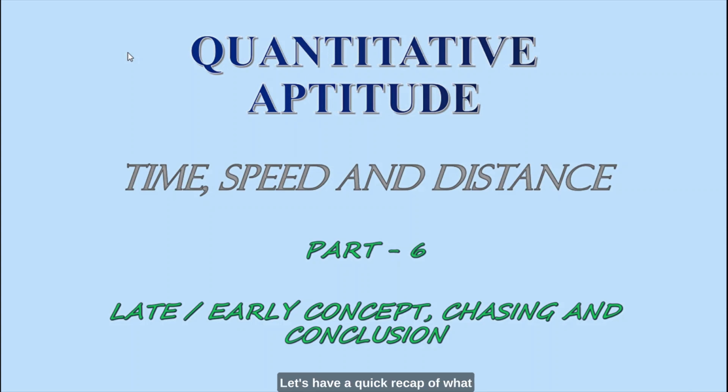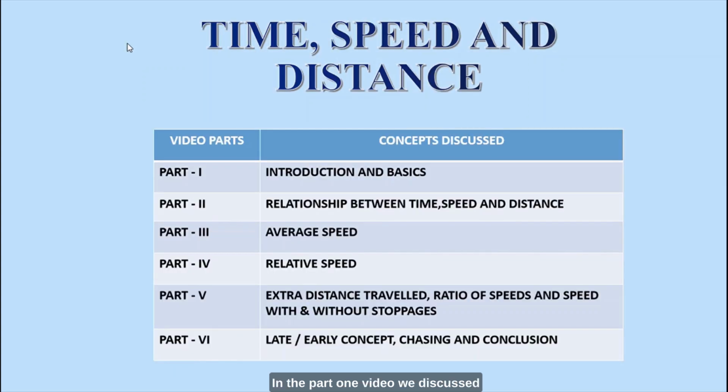Let's have a quick recap of what we have learned across the 6 parts. In the part 1 video, we discussed the introduction and the definition of basic terminologies involving time, speed, and distance. We also knew how to convert one unit metric of speed into another. We solved few problems involving the basic formulae of time, speed, and distance. In the part 2 video, we dealt with the relationship between time, speed, and distance. That is, how two of the three entities are related with each other when the other one remains constant.